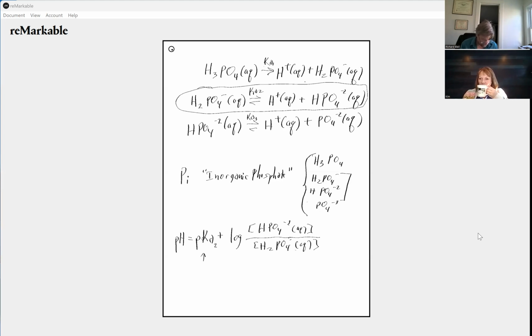Let's see if I can find the pKa for H2PO4. Nice. Okay. 7.2. So for this, for phosphoric acid, the pKa is 7.2.